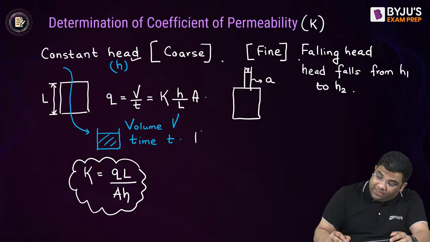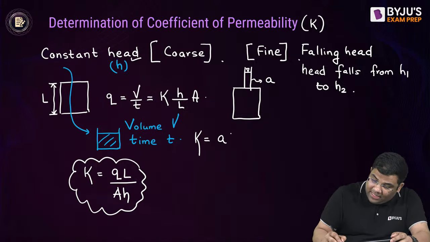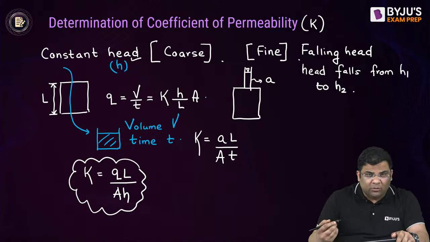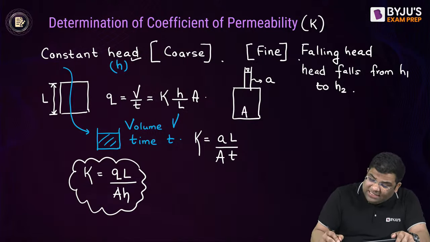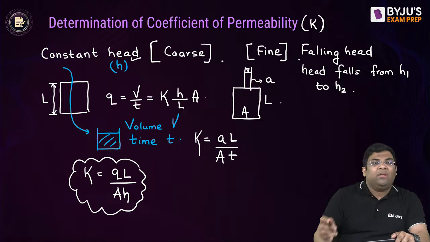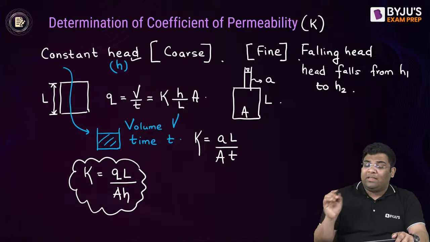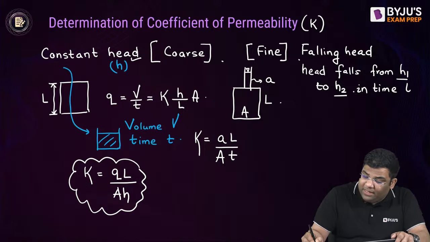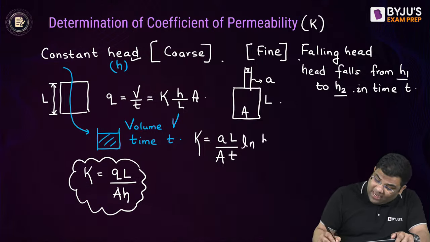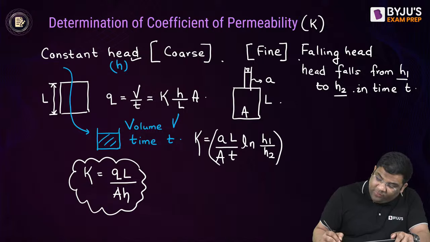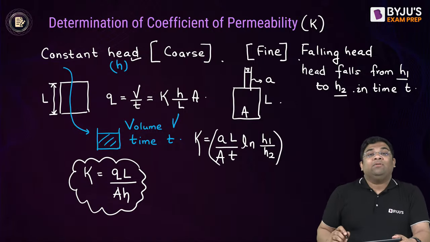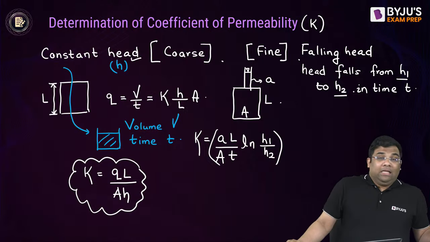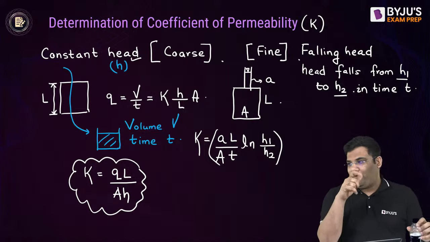So here how do we find K? K is equal to aL by AT, where small a is the area of the stand pipe which you are using, capital A is the area of the soil sample, L is the length of the soil sample, and T is the time taken for the head to fall from H1 to H2. You multiply by ln of H1 divided by H2. This is the equation for finding K using the falling head test, and we use that for fine grained soil. This is how we determine the coefficient of permeability.